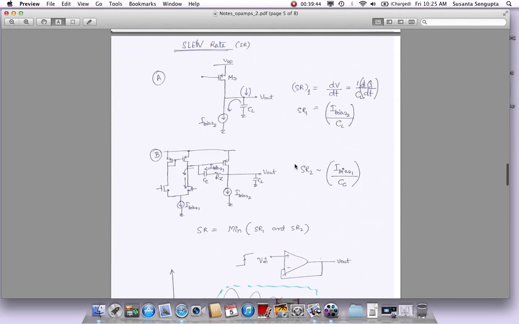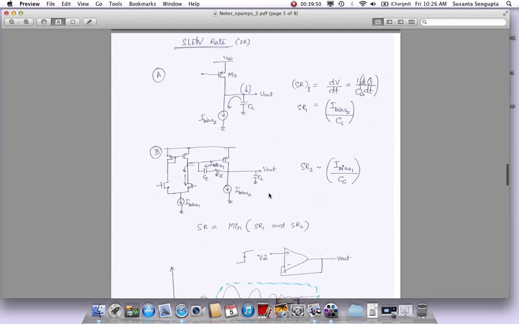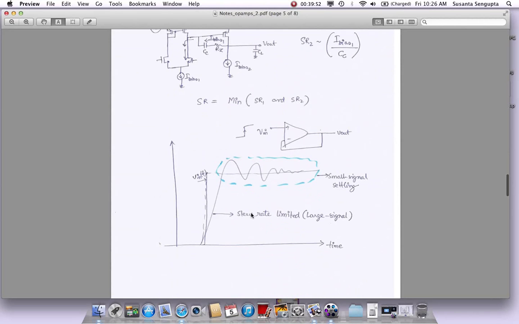Next, let's look at slew rate. The slew rate is important. Why is it important? Before I get into this, let me try to say why we even look into something like a slew rate. For that, we need to look at this plot, which we looked at earlier. We said that if this op-amp was used as a buffer, we applied an input which was more like a square wave pulse, which is shown here.